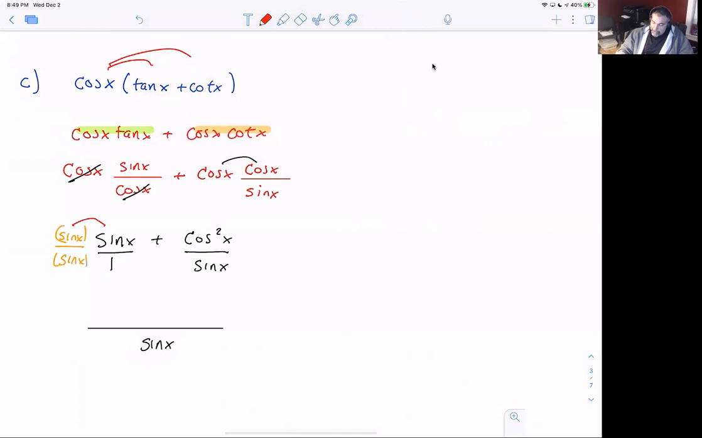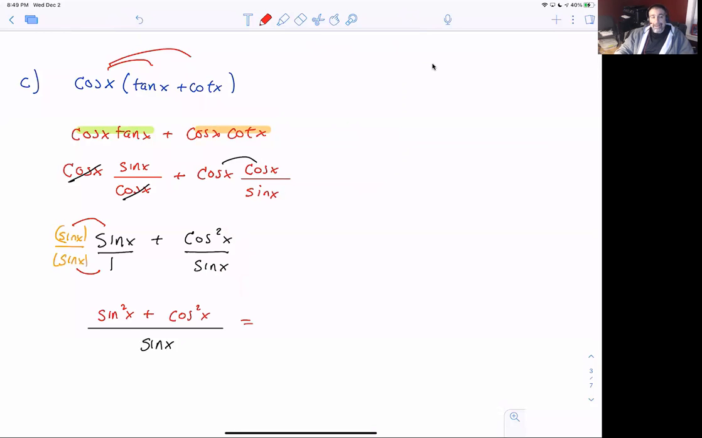So when we do that, we're going to get sine x times sine x on the top. That's going to get us sine squared. On the bottom, we're going to get sine times 1, and that's what we have in that denominator, so we're fine. We're going to add to that the fraction with a denominator of sine x already, so I don't have to do anything to this guy. He's automatically sine x, so I don't have to do anything at the top. That's going to give me cosine squared on top.